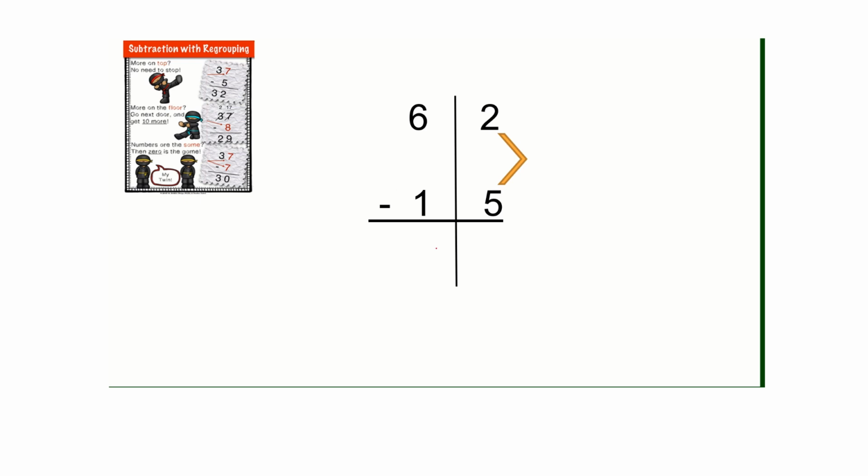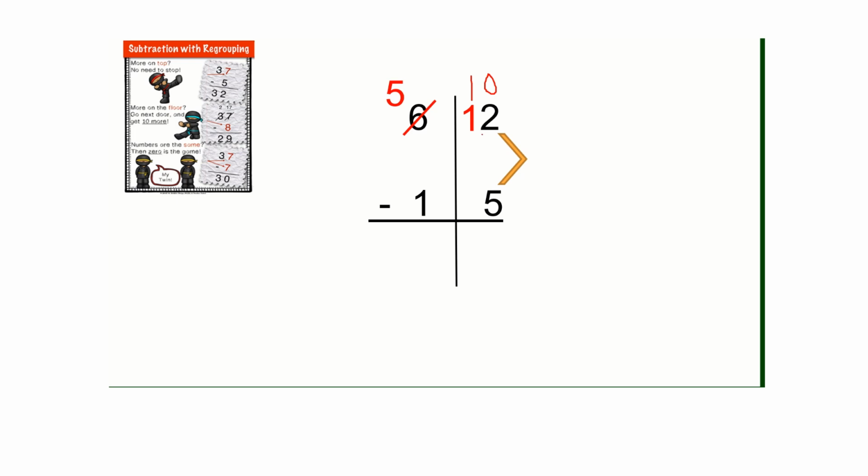Can I take 2 away when I want to take away 5 from 2? Can I do that? No, I don't have enough. There's more on the floor. So if there's more on the floor, I have to go next door to the tens place and get 10 more. So that means I need to cross out the 6 because I'm going to borrow now to regroup. Cross out the 6. Now the 6 becomes 5 tens because I'm going to borrow 10 more. When I borrow 10 more, 10 plus 2 is equal to 12.